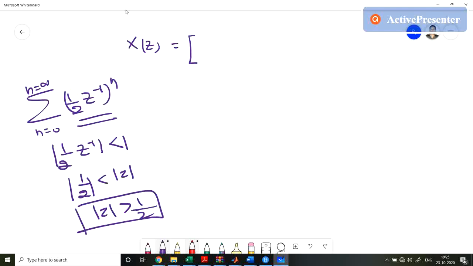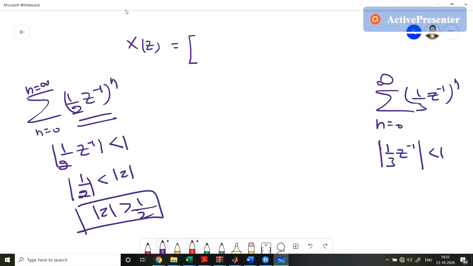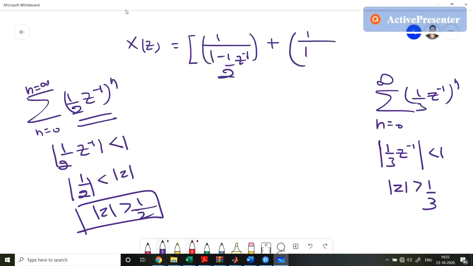And the second one is the sum from n equals 0 to infinity of ((1/3) z inverse)^n. It should be that |(1/3) z inverse| is less than 1, so |z| should be greater than 1/3. So the final result is 1 divided by (1 minus (1/2) z inverse) plus 1 divided by (1 minus (1/3) z inverse). So this is the final X(z).